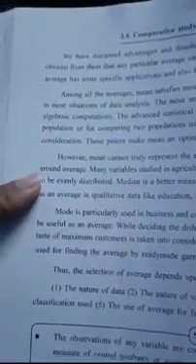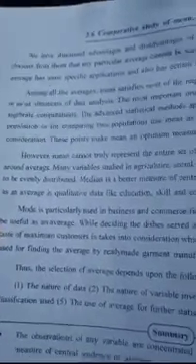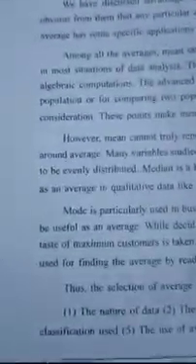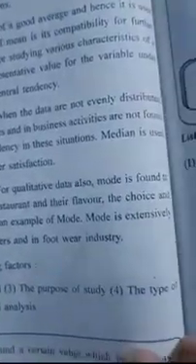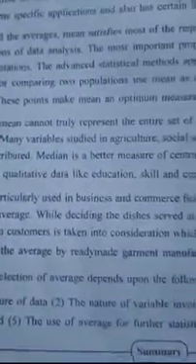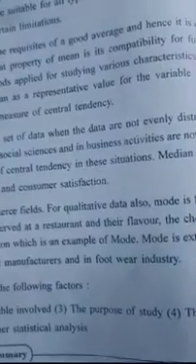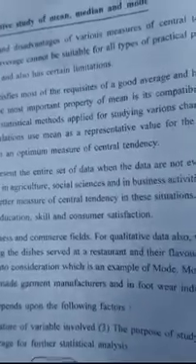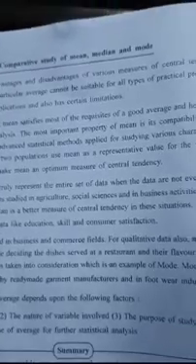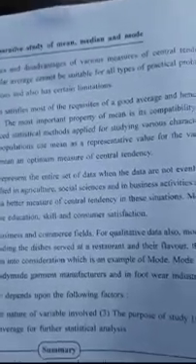Now coming to the mode. What about the mean? The mean is said to be the best one, but when the data is not equally divided, at that time we have to use the median. Now about the mode. Mode is particularly used in the business and commerce field. For qualitative data also, the mode is found to be useful as an average, for example while deciding the dishes served at a restaurant and their flavor. The choice and taste of the maximum number of customers is taken into consideration, which is an example of a mode: the maximum number of persons who like this particular dish. So at that time we decide who likes it the most, and that part is known as the mode average.